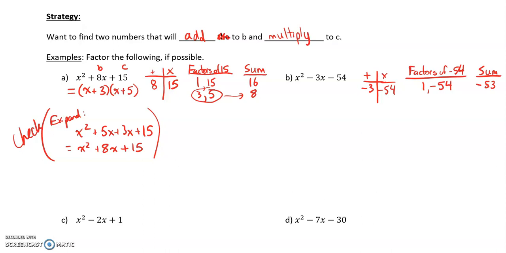We're nowhere near negative 3. I could go 2 and negative 27. Okay, well, that's, again, negative 25, nowhere near negative 3. I'm going to skip a few here. I'm going to skip 3. I'm going to go to 4. 4 times something, nope, doesn't work. What about 6? 5 doesn't work, obviously, so 6 and negative 9. All right, well, that adds to negative 3.